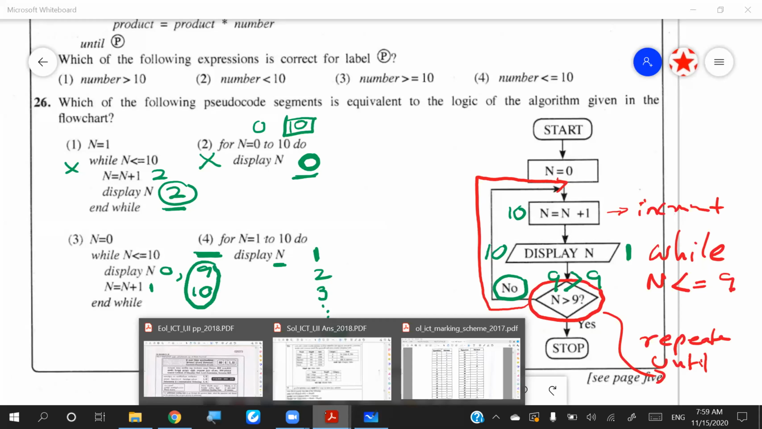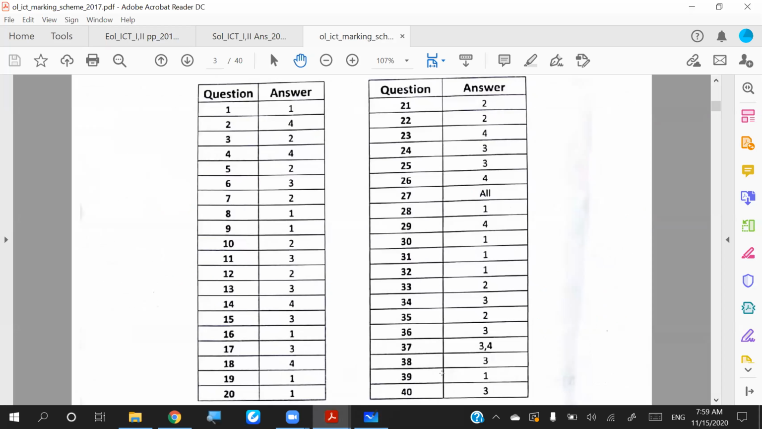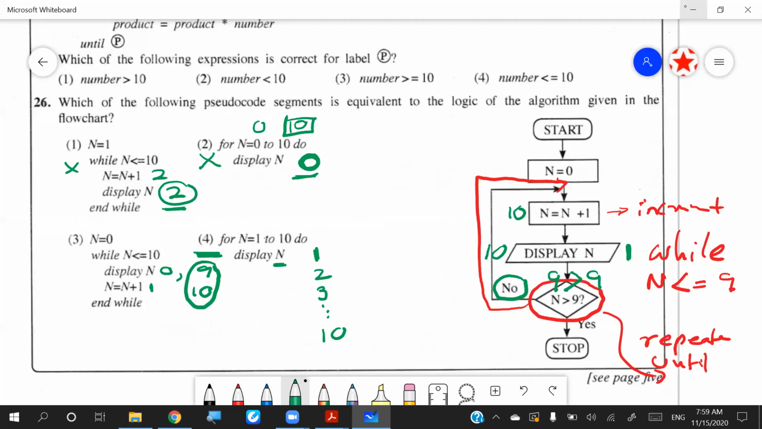How was the answer? 26. It is saying 4. The third one also can be taken as an answer. Let me hand trace it.